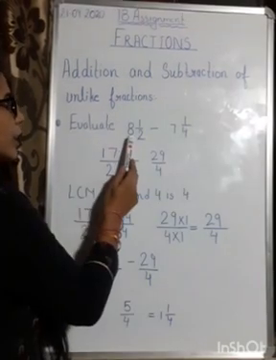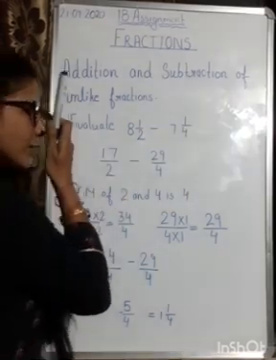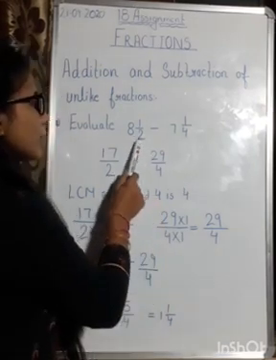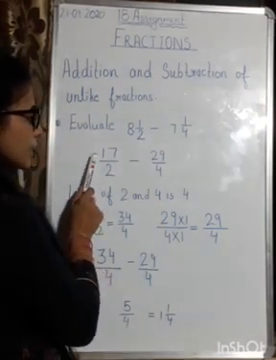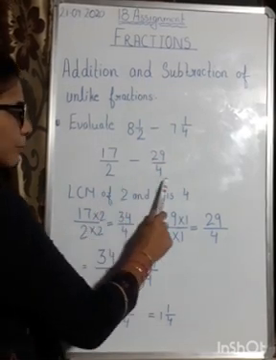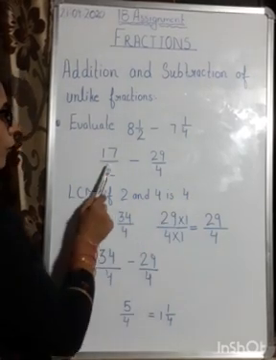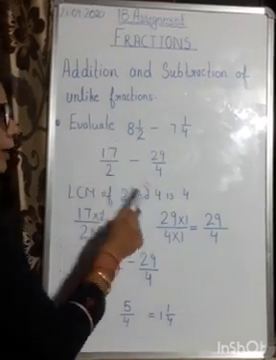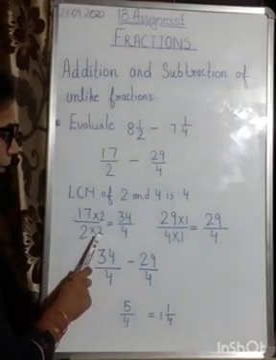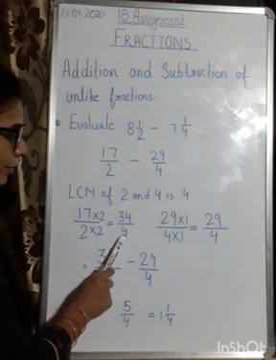Next question is evaluate 8 whole 1 by 2 minus 7 whole 1 by 4. Same as we have done the previous question, only here we have to do the subtraction. Okay. So I have converted these mixed fractions into improper fractions. It is coming 17 by 2 minus 29 by 4. Then I have taken the LCM of the denominators. LCM of 2 and 4 is 4. Now I have to convert this 17 by 2 to an equivalent fraction with denominator 4. So I have multiplied 17 by 2 by 2, denominator also and numerator also. I am getting 34 by 4.